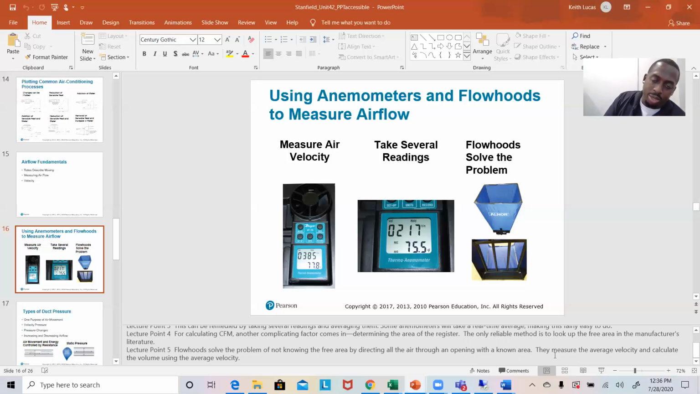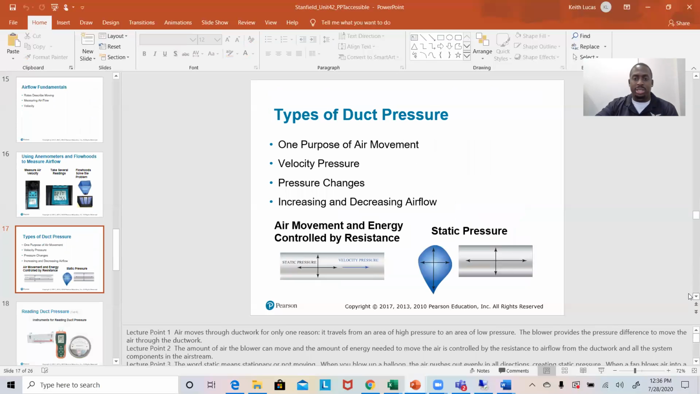So basically, the challenges you have knowing the area of the register, or the fact that the air doesn't come out evenly, all of that is eliminated when you use the flow hood, because everything just comes through that flow hood. Nothing is escaping. You're getting an accurate measurement, and it's going to take an average for you, and then you just move on to the next register.